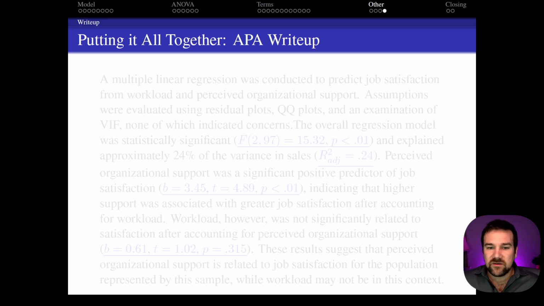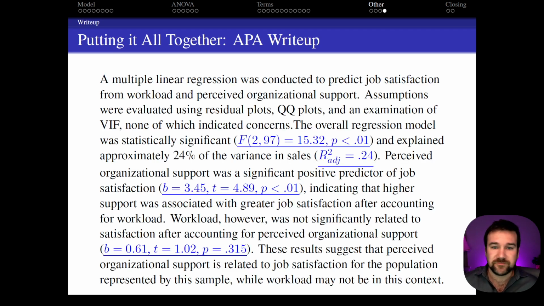All right, well, let's put it all together. Let's try an APA write-up for a multiple regression. Multiple regression was conducted to predict job satisfaction. So you can see we're talking about the multiple regression. We're talking about what we're trying to do. We're trying to predict job satisfaction, our dependent variable. Workload and perceived organizational support are our independent variables.